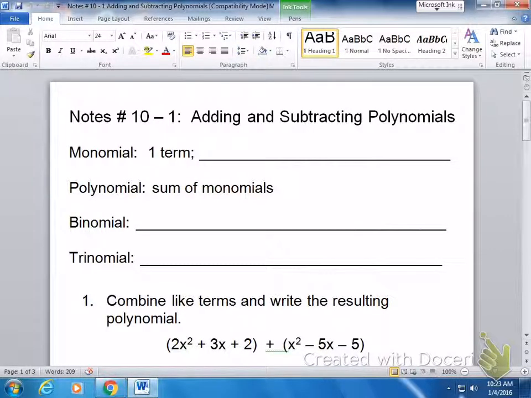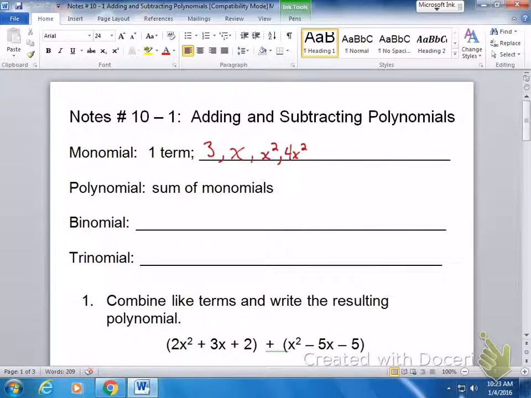All right, guys, we're starting 10-1 today. We're going to add and subtract polynomials. The first thing we need to know is what a monomial is. A monomial has one term, like maybe 3, x, 8, x squared, 4x squared. All of those have one term. That is a monomial. Now, we're going to be adding and subtracting polynomials. Polynomials are just the sum or difference of monomials.